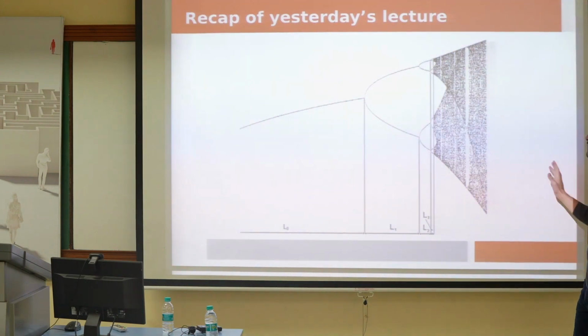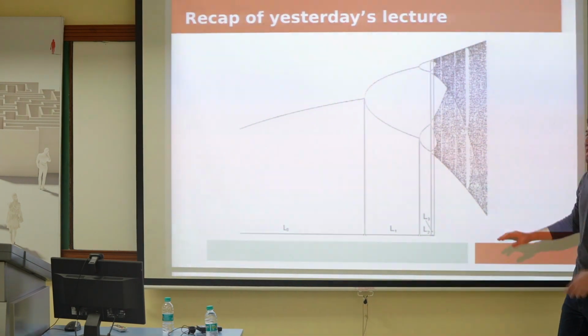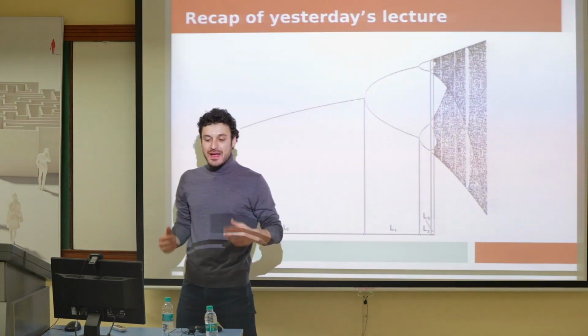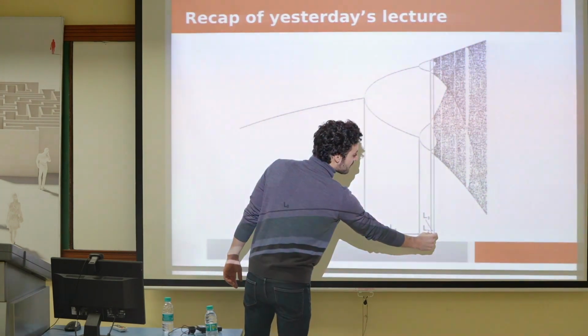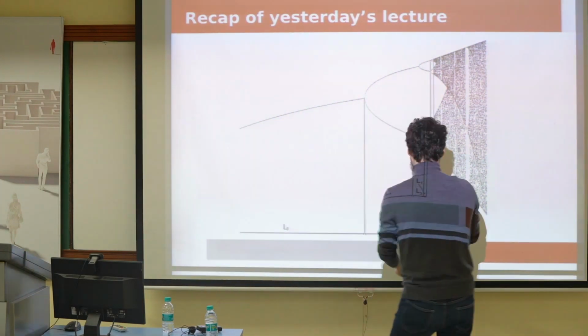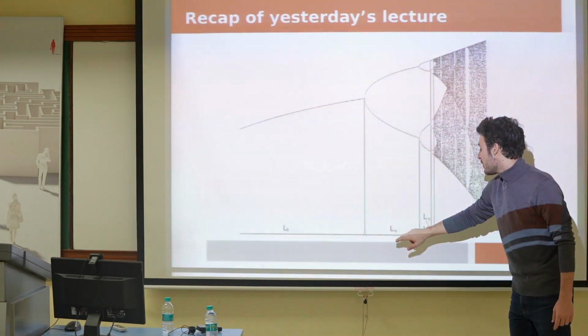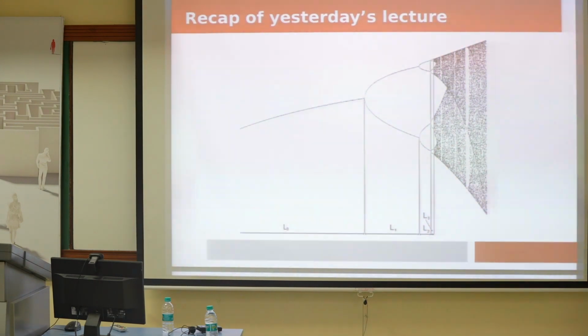The interesting thing was that this is for the logistic map specifically, but actually for any kind of map of this broad family, you always had a ratio of the distances between the successive bifurcations. So for instance, L3 divided by L2, L2 divided by L1, L1 divided by L0. These ratios are actually equal to a constant.